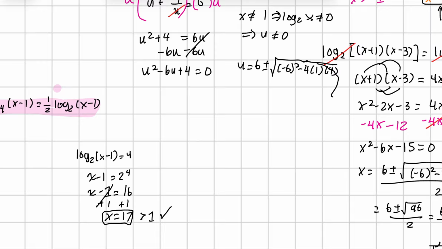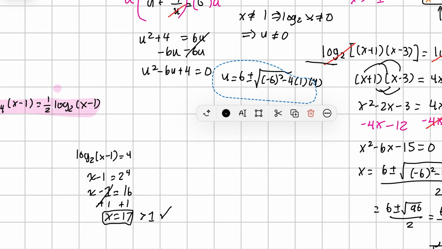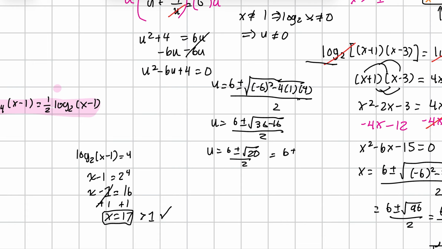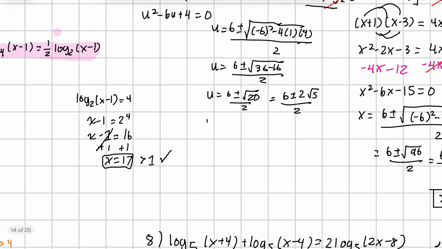Okay, let's move this over a bit. All divided by 2. So u is equal to 6 plus or minus the root of 36 minus 16, all divided by 2. u is equal to 6 plus or minus the root of 20 divided by 2. This is 6 plus or minus root 4 times root 5, all over 2. And we have u is equal to 3 plus or minus the root of 5.